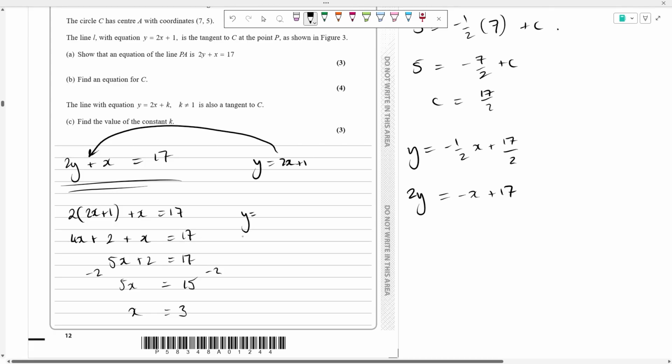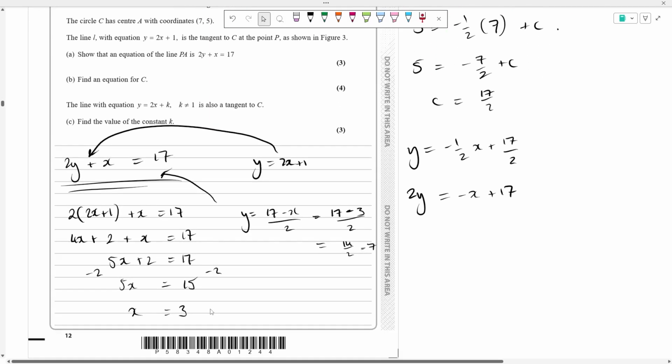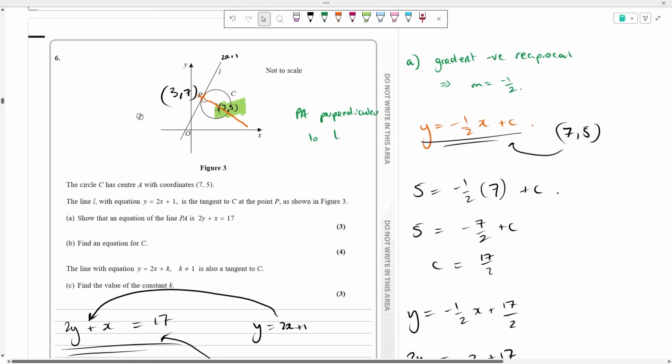Well, for the y coordinate, we could just rearrange this equation, I guess. So the y would be (17 minus x) all over 2. And if you sub into any formula here, you should get the same y coordinate anyway. And that should be (17 minus 3) all over 2, which is 14 over 2, which is 7. So that means our P coordinate here is going to be (3, 7). Perfect. Now we have P, now we have A.